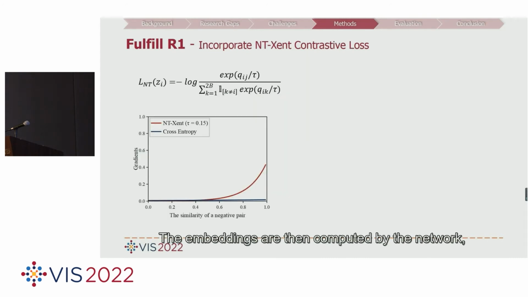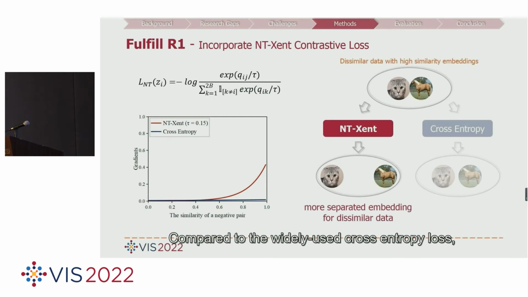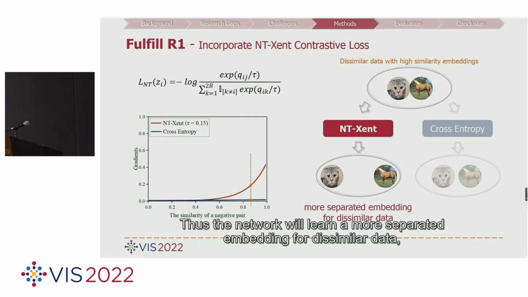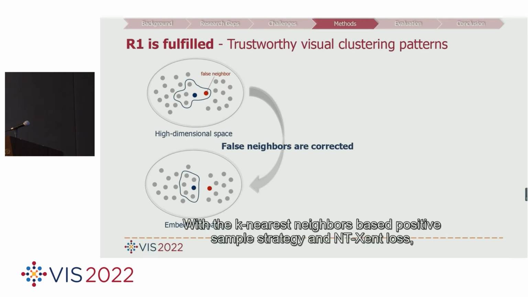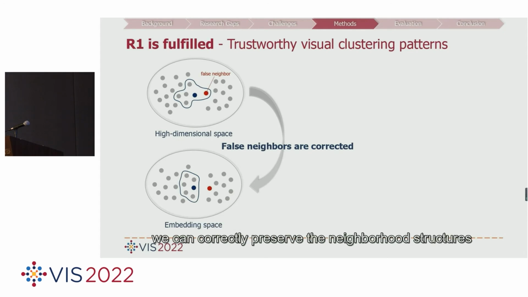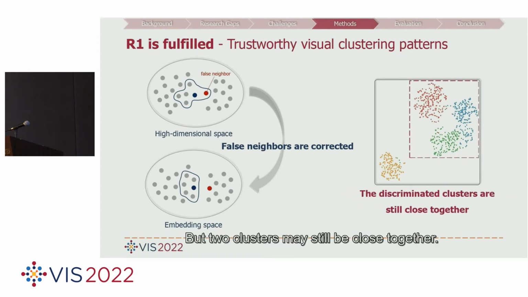The embeddings are then computed by the network, and we use NT-Xent contrastive loss to train the network. Compared to the widely used cross-entropy loss, NT-Xent has an increased penalty when dissimilar data have similar embeddings. Thus, the network will learn a more separated embedding for dissimilar data, such as the false neighbors. With the k-nearest neighbors-based positive sample strategy and NT-Xent loss, we can correctly preserve the neighborhood structures and present a trustworthy visual clustering pattern. But two clusters may still be close together. We need to further improve the visual cluster separation.